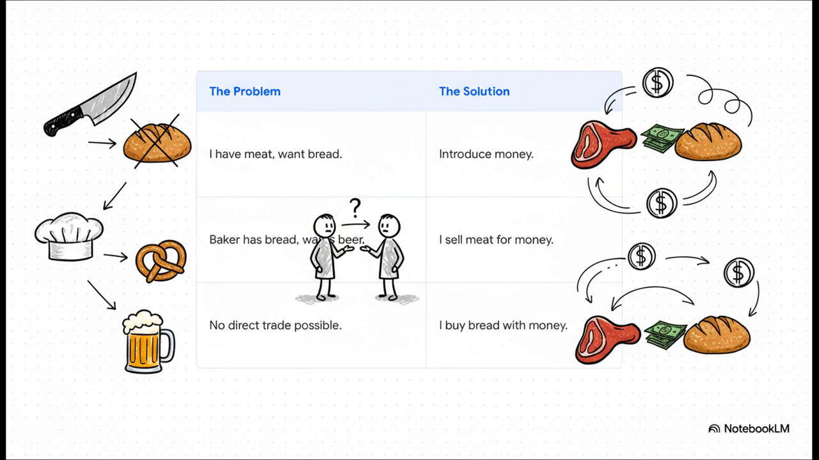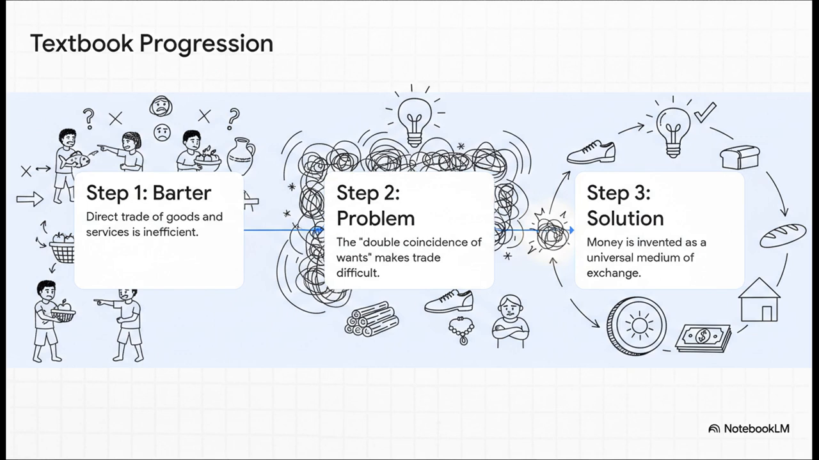It can't happen. So the solution, or so the story goes, was to invent this universal thing everyone could agree on. So there you have it, the textbook version, all clean and tidy. Step 1, barter is a mess. Step 2, people get sick of it. Step 3, bam, someone has a brilliant idea and invents money. It's such a neat little story, isn't it? It makes perfect sense. Or does it?